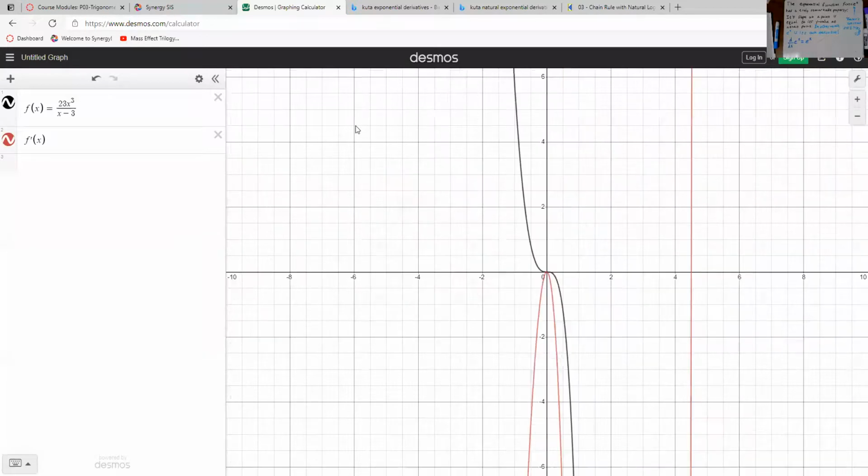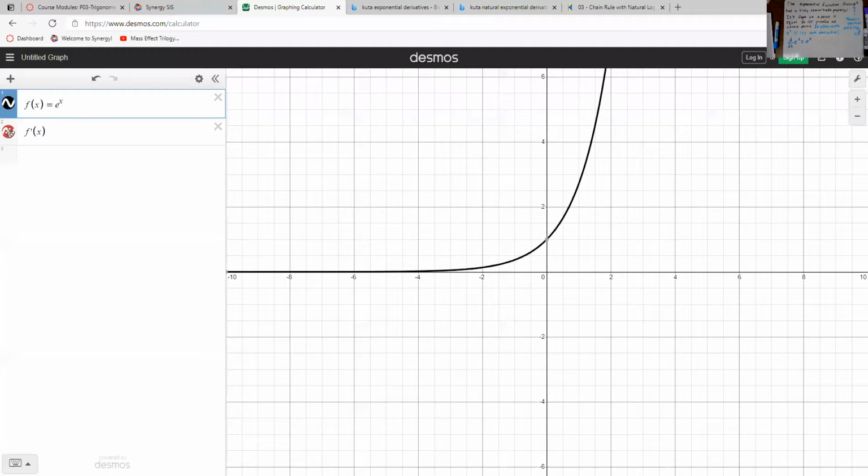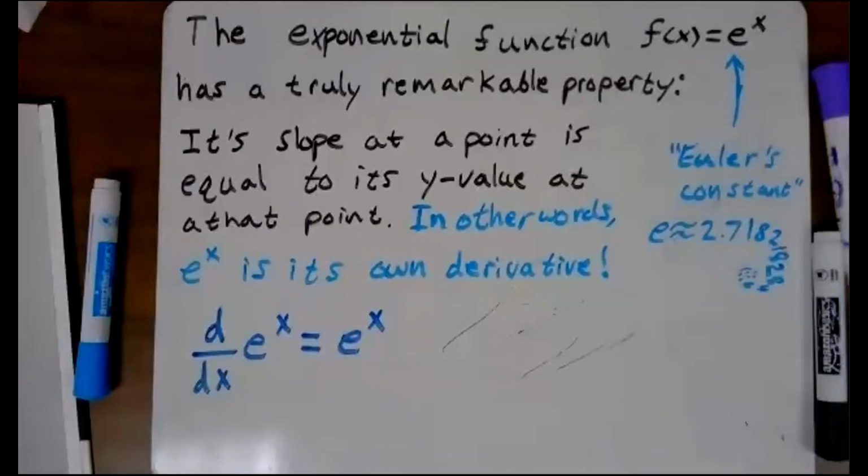So anyway, take a look at e to the x. E to the x is its own derivative. How cool is that? And no other function has this property. If I change the base to say 3, you can see that our derivative is similar, but not quite the same. So as long as an exponential has e as its base, it is its own derivative. And that's crazy awesome.